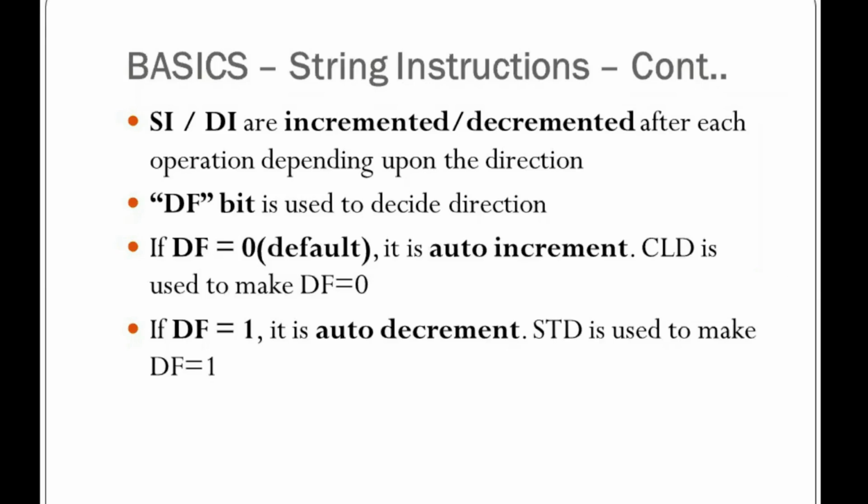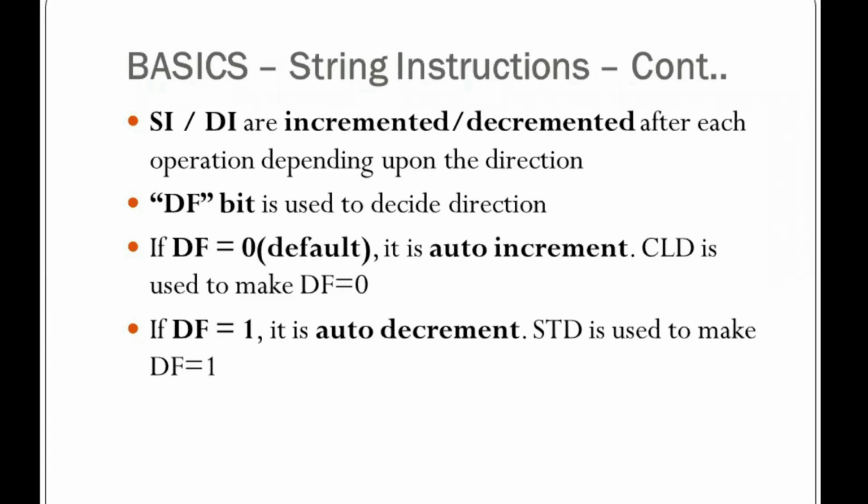If DF is 0, and of course the default value of DF is 0, and you want auto increment, then you don't have to make the direction flag 0 because the default value is always 0. In case you're not sure that DF is 0 and you want to make it 0, then use the command CLD, an implied command. What do you mean by CLD? Clear direction flag.